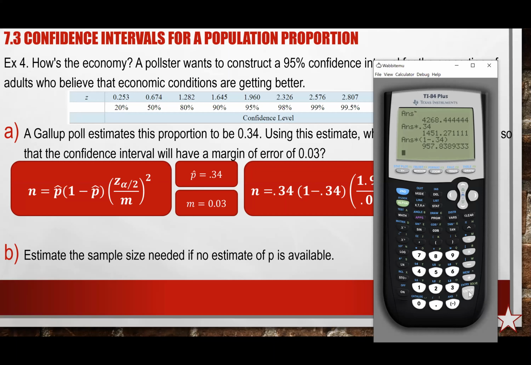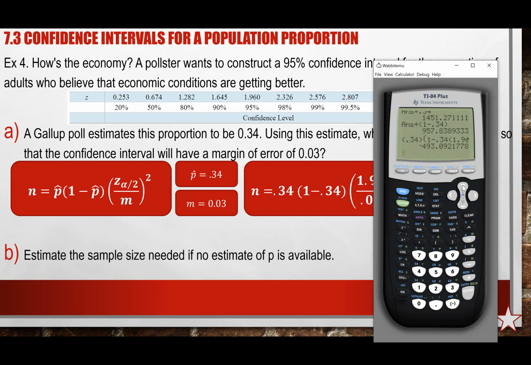If you want to type the whole thing in, then you have to put in the parentheses to make sure that your calculator knows what numbers to do first, right? So if you want to type the whole thing in, this is what you need to type in: open parenthesis 0.34, open parenthesis 1 minus 0.34, and then open parenthesis 1.96 divided by 0.03, close the parenthesis, and then the square is right here, which means you tell your calculator that this parenthesis you have to square.